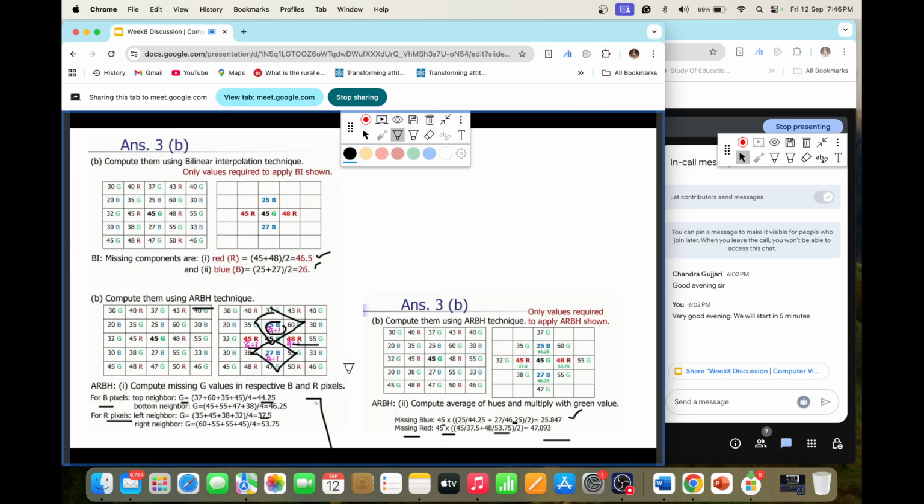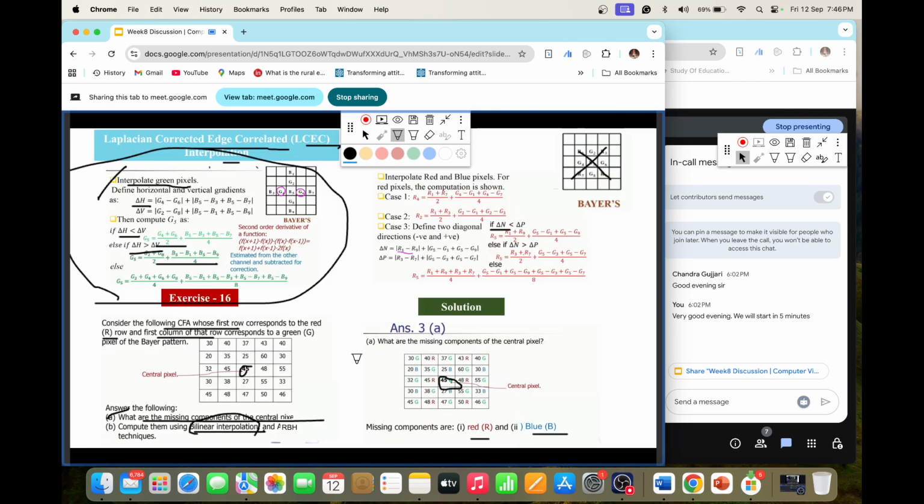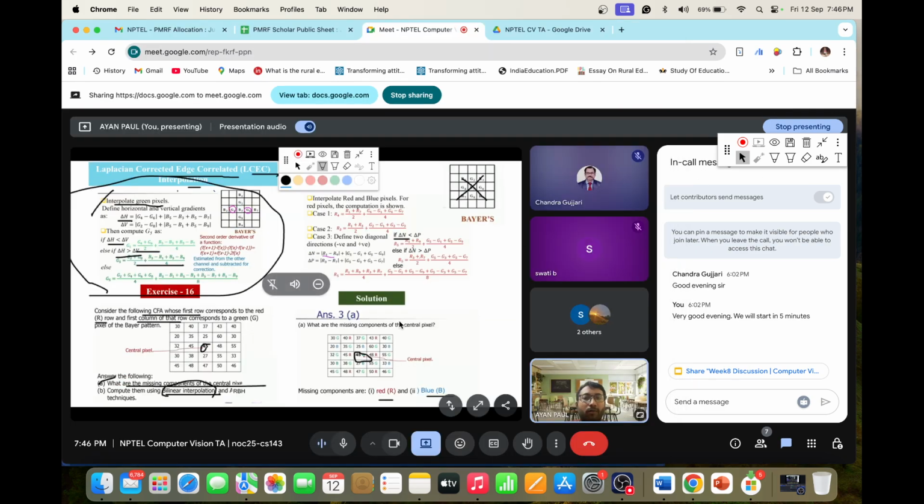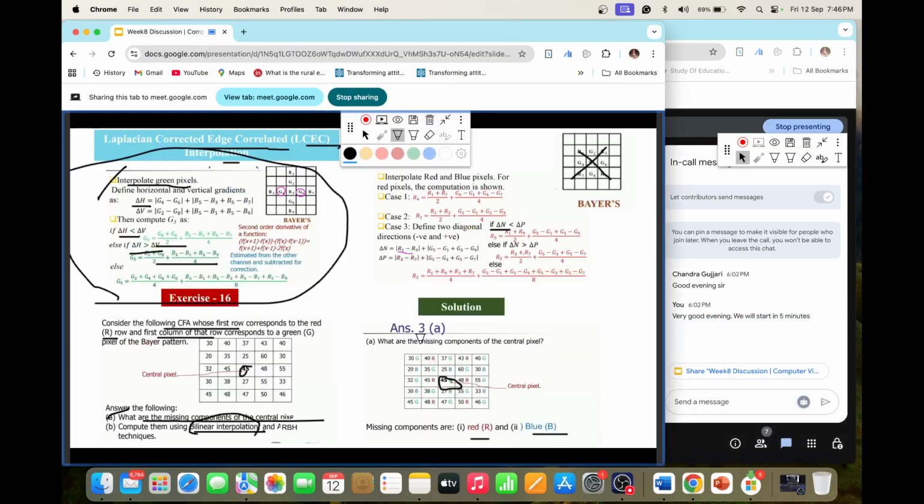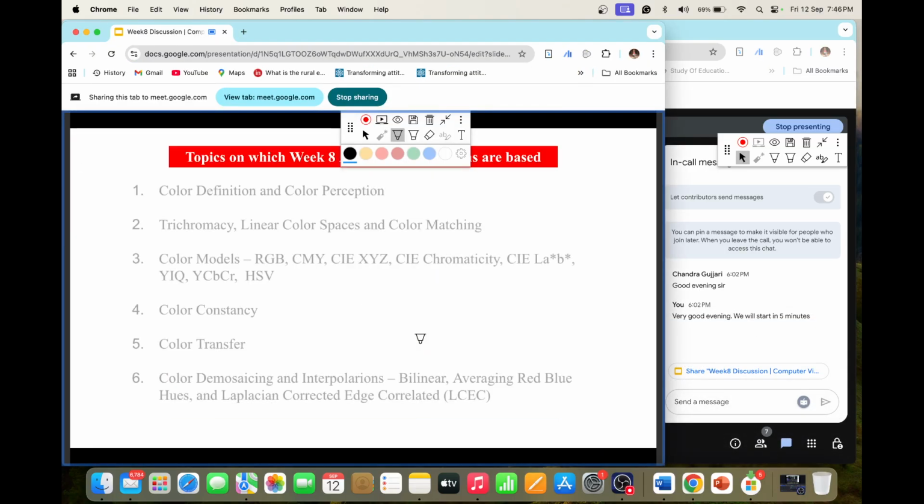Is this thing clear to all of you? Is this problem clear to all of you? Clear, right? So let's move on to the question answer part.